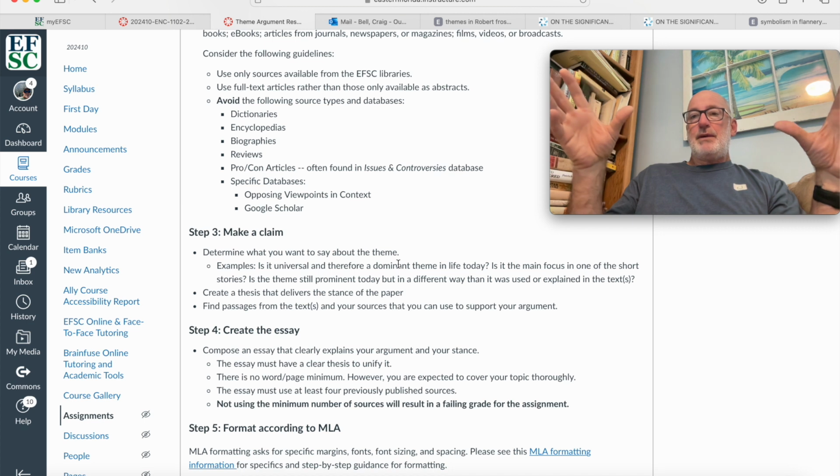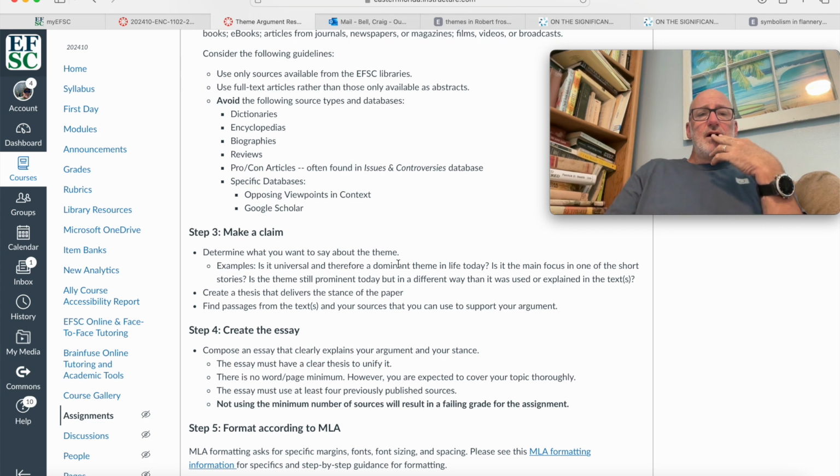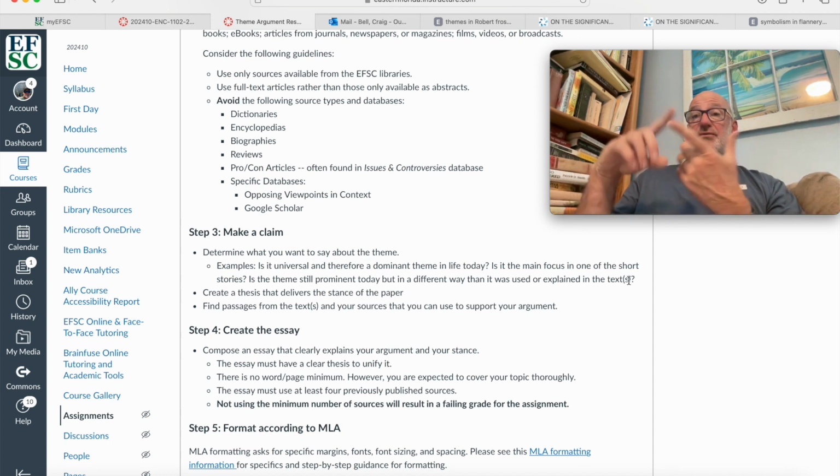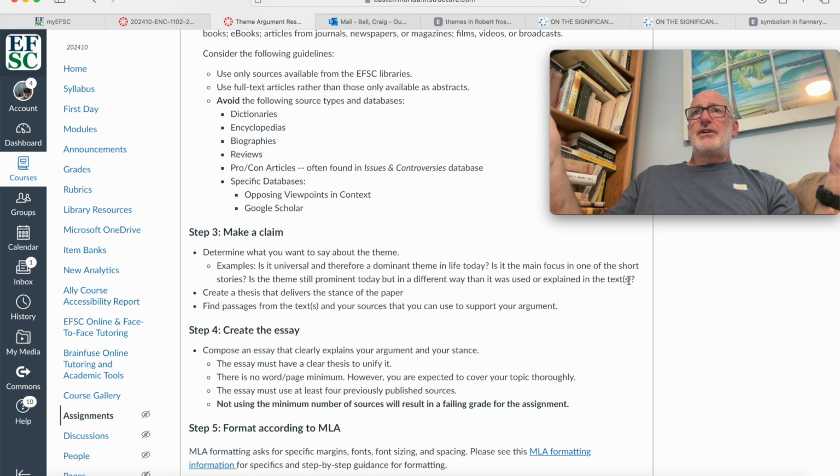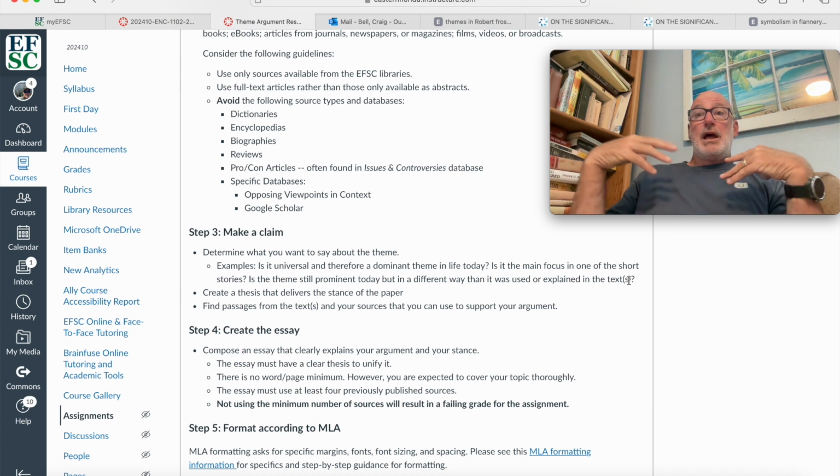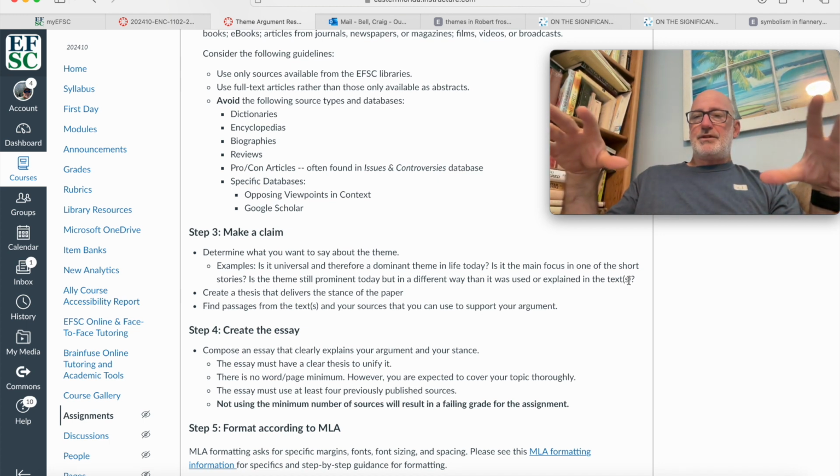Use something from one of the papers you wrote. You had a theme that you wrote about there. Utilize that. I'm down with that for sure. With the theme, is it universal? Is it universal and therefore a dominant theme in life today? Is it the main focus in one of the short stories? Is the theme still prominent today, but in a different way than it was used or explained in the text? That would be a great one for Flannery O'Connor. For example, several of you wrote about how some of the language, maybe in the Faulkner piece or the O'Connor piece, is absolutely not acceptable today, and maybe that could be a theme or something that someone takes on.